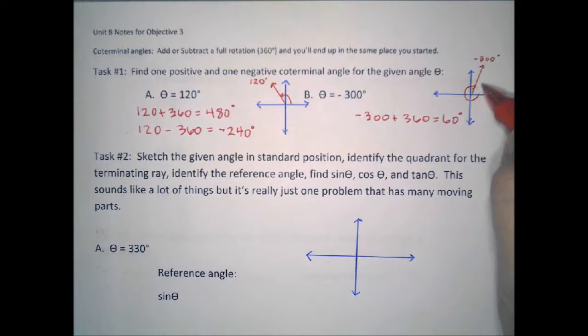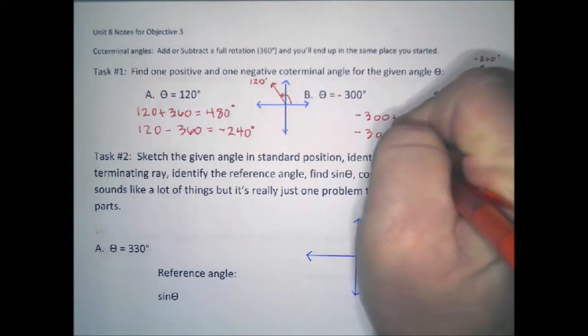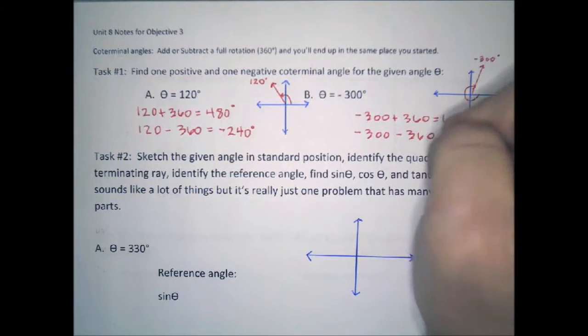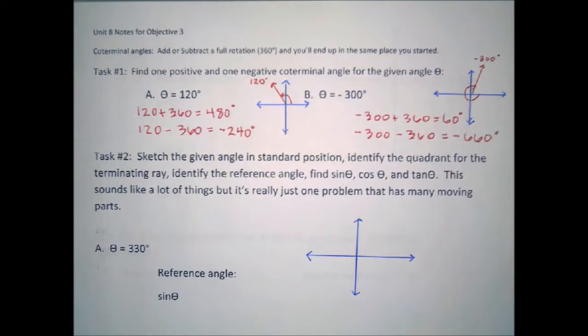And what if I went negative 360 degrees by just going around in another circle? So I start at negative 300 and I subtract 360 and I'm at negative 660 degrees.